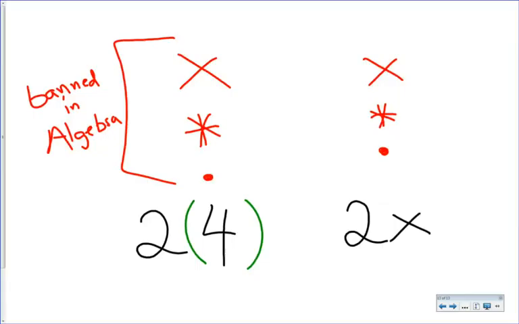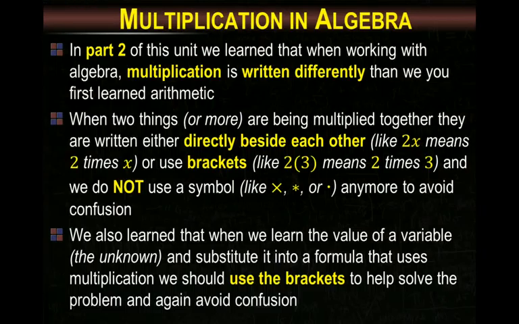But the second you have a variable, then you're not going to get confused anymore, because now it just means 2 times x. That's what it means, okay? So that's, again, I can see why that gets confusing to you, okay? So basically, in algebra, multiplication is written differently. You write it either directly beside each other, like 2x, or you use brackets, like this, 2 bracket 3, which means 2 times 3. Okay? You have to get used to that, because once you start algebra, that's the way it's going to get written.